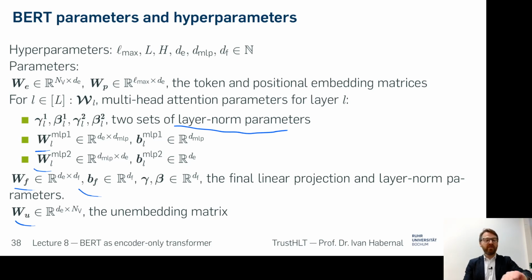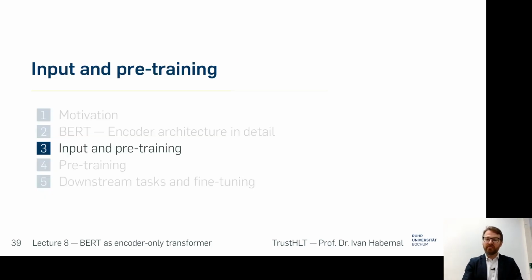I think we should stop here today and take the second part of this lecture next week to discuss how the hell we pre-train this thing, or train this thing, to do something meaningful. Okay, thanks a lot.